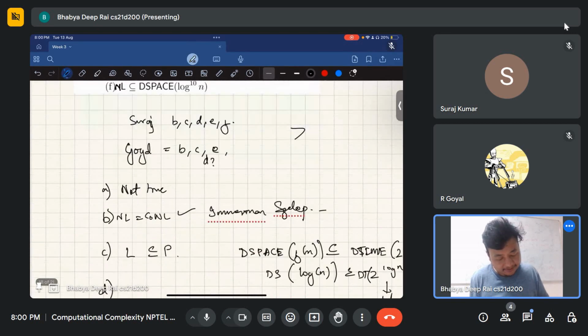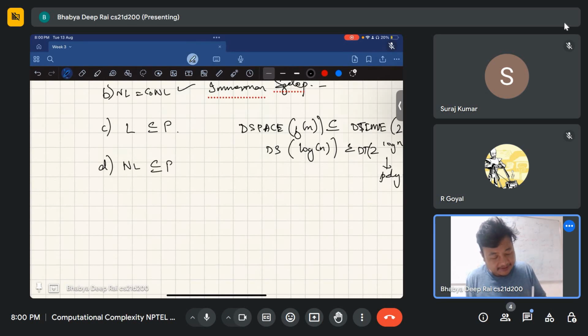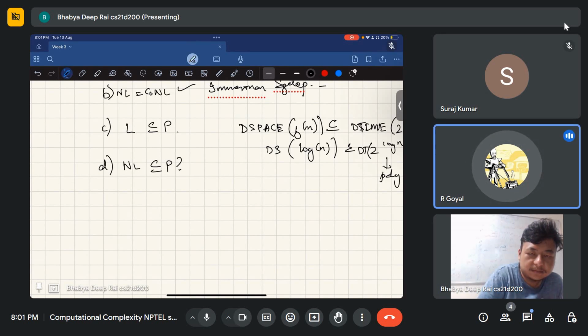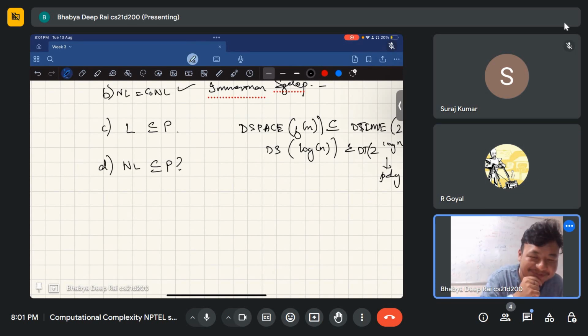D, you are saying you are not sure, right? NL is contained in P. Well, it is true that it is contained in P. Why? I think it is true if we take Savitch's theorem and the solution of part C both into consideration.